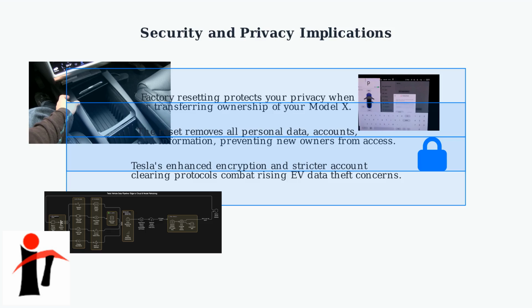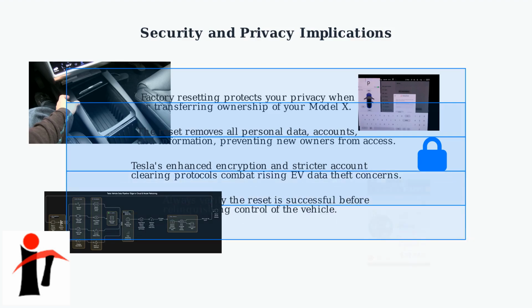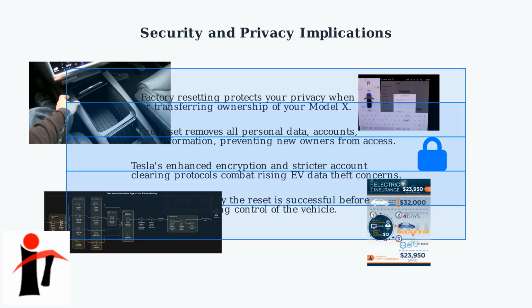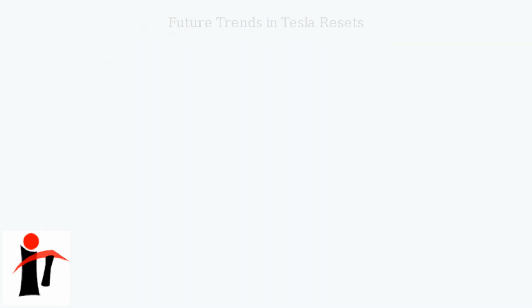By clearing all personal information, including connected services and vehicle preferences, you maintain control over your digital footprint even after ownership changes. Finally, always verify that the factory reset has completed successfully before handing over the vehicle. This ensures no residual data remains and provides peace of mind that your privacy is fully protected throughout the ownership transition process.